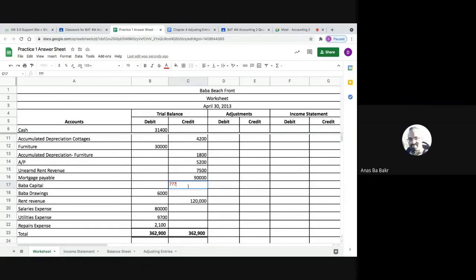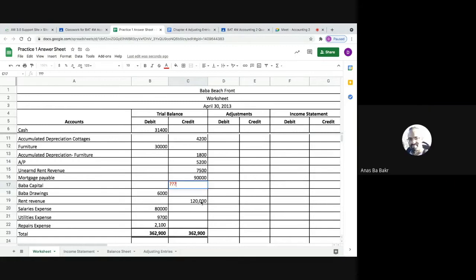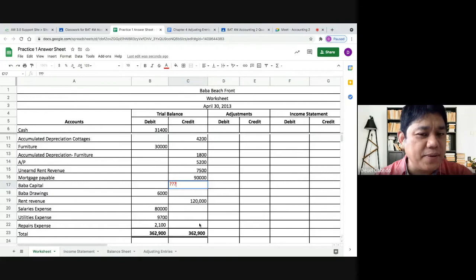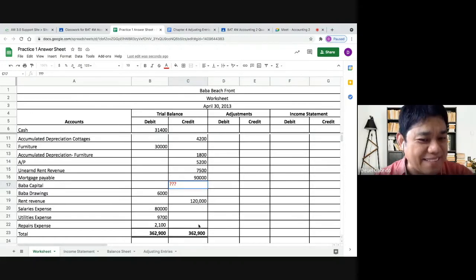First step, we have to collect all the credit and add them all, and then subtract the debit from the total. Yes, subtract from the total. Okay, very good. So let's add 4,200 plus 1,800 plus 5,200 up to 120,000, right?